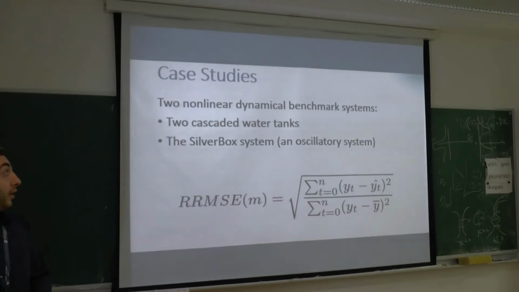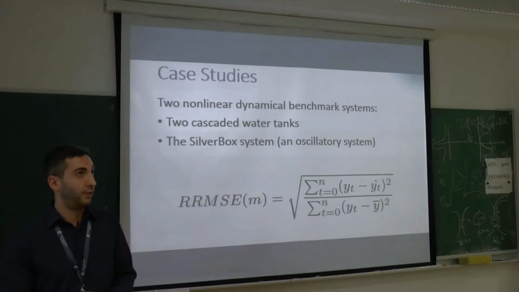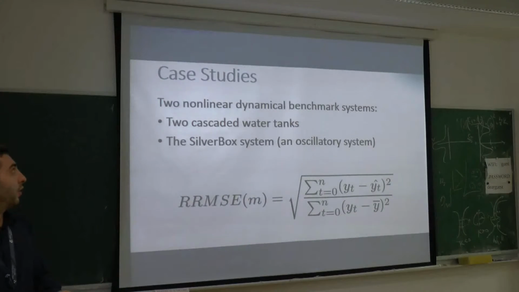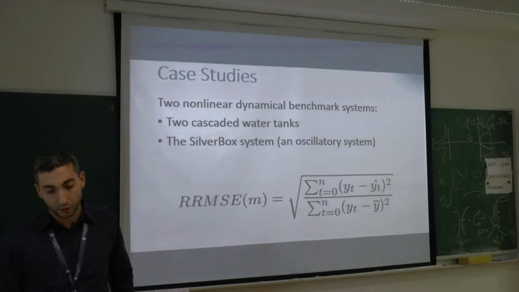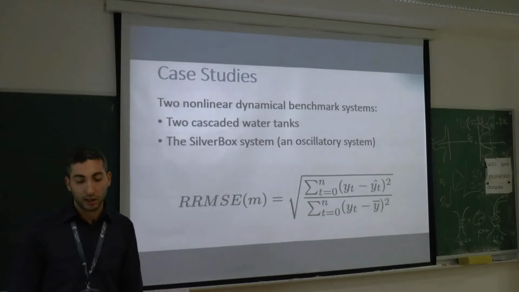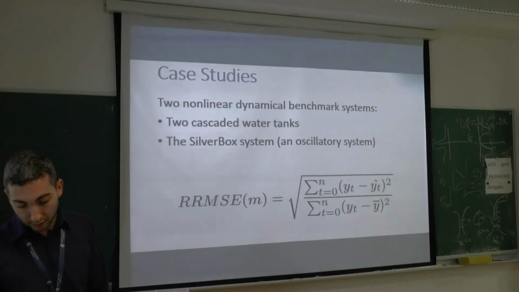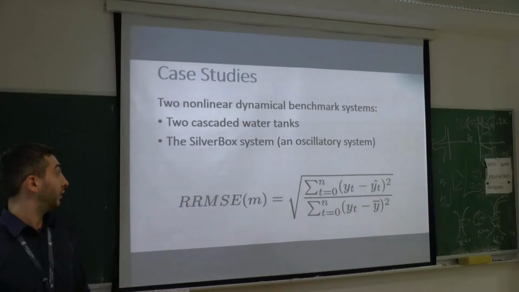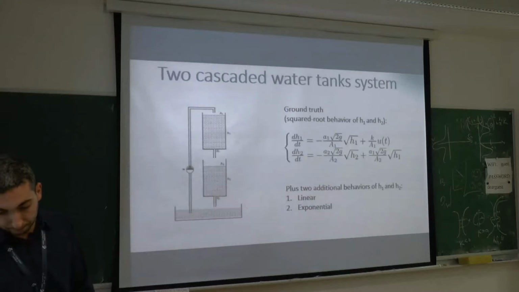In order to better illustrate all of that and the use of ProbModVis, we are going to have two case studies. We'll model two nonlinear dynamical benchmark systems, which are two cascaded water tanks and the silver box, which is an oscillator system. We measure their performance according to their relative root mean square error.